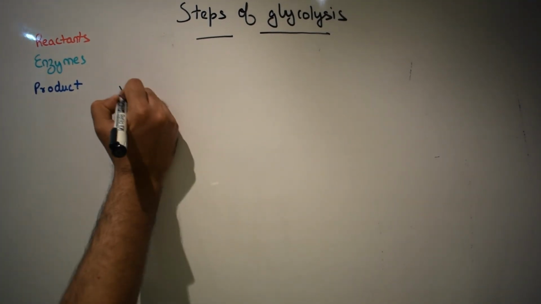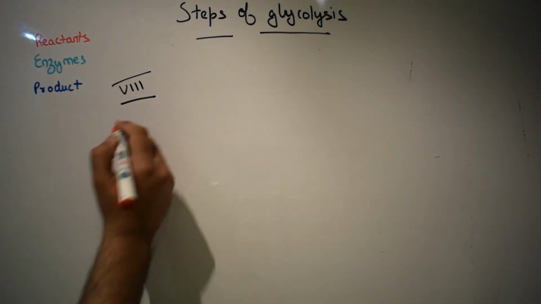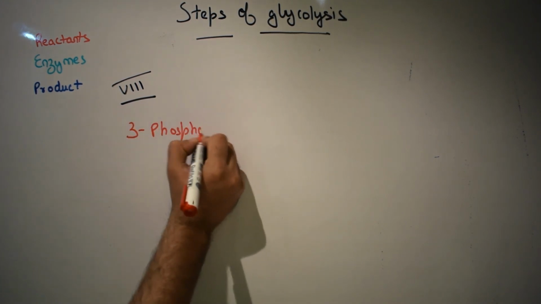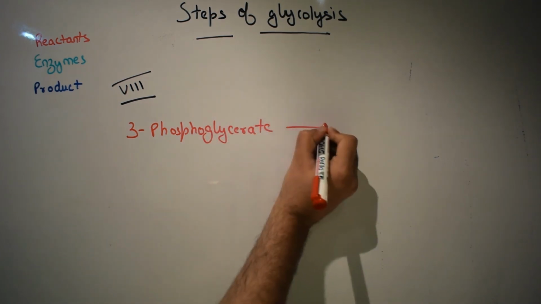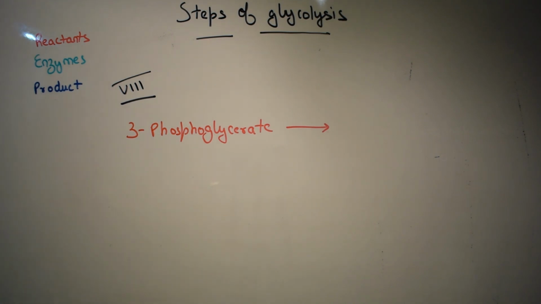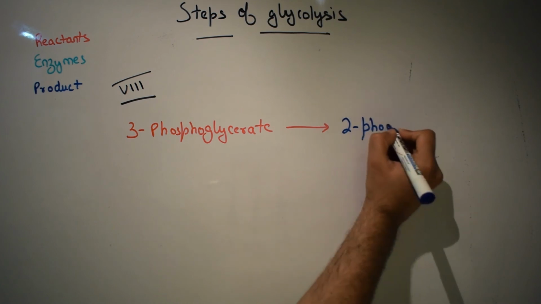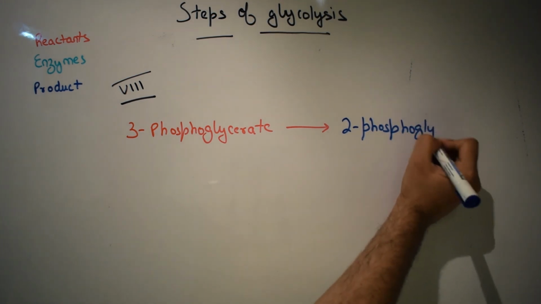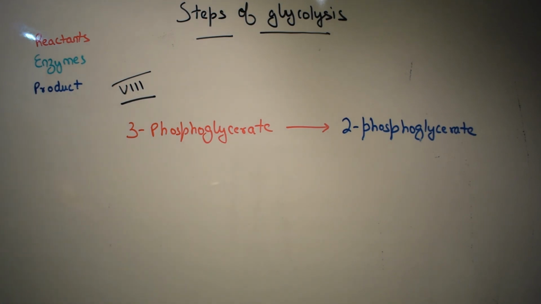In the 8th step, 3-phosphoglycerate gets converted to 2-phosphoglycerate. So it is just a shift of the phosphate group from the 3rd carbon to the 2nd carbon. And the enzyme that is responsible for this reaction is very simple in name. It is called phosphoglycerate mutase.